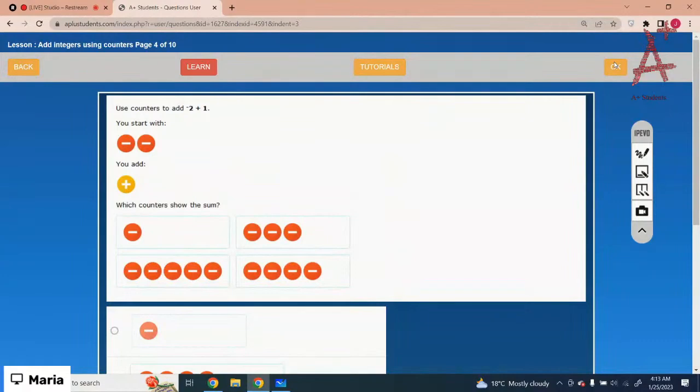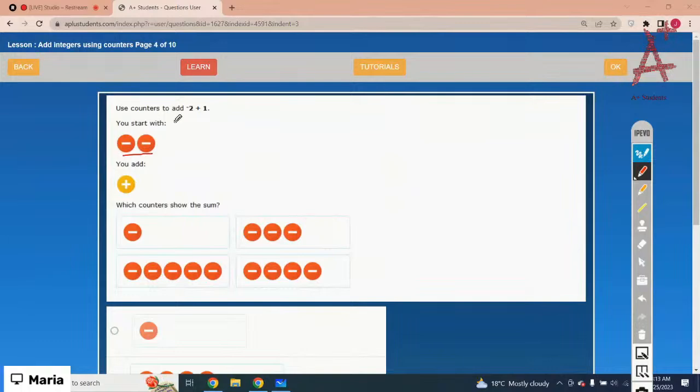Okay, the next one is use the counters to add -2 and -1. So you have two of the negative counters because 2 has a negative sign, and then you have one that is positive. So opposite counters cancel out each other. So a positive and negative counter cancel each other. You're left with just one negative counter. Got it? So the correct option is option number 1, the one with the negative counter. Got it?